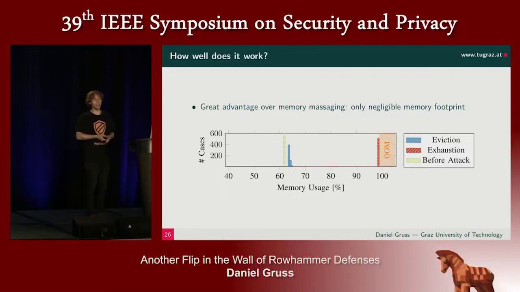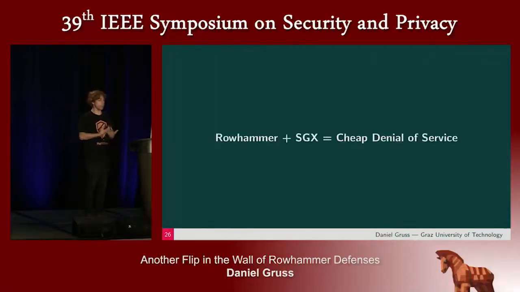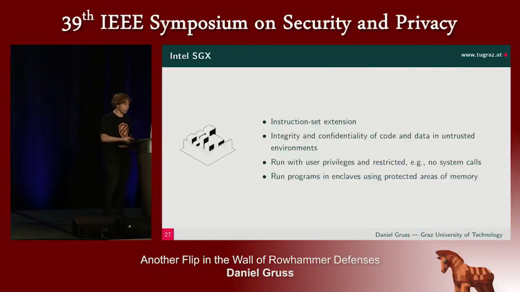And now the third step that we introduce is we combine Rowhammer with SGX, and we get two things out of that. The first is cheap denial of service. SGX is an instruction set extension, and it provides integrity and confidentiality for code and data in untrusted environments. You can run it as a regular user program, but you cannot perform certain things so that you're not able to implement malware in it, right?